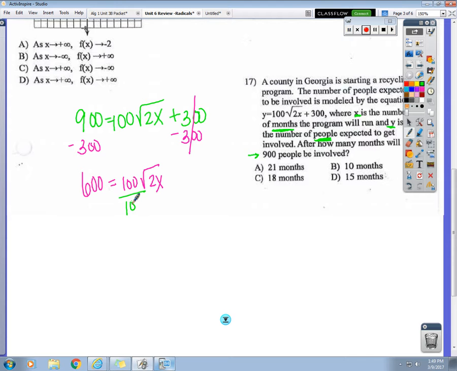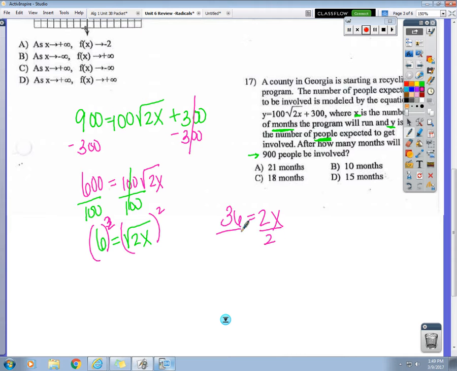Divide by 100. And so now you have 6 equals the square root of 2x. And then what do you do? Square it on both sides. And that gives you 36 equals 2x. And what do you do last? Divide by 2, so x equals 18.